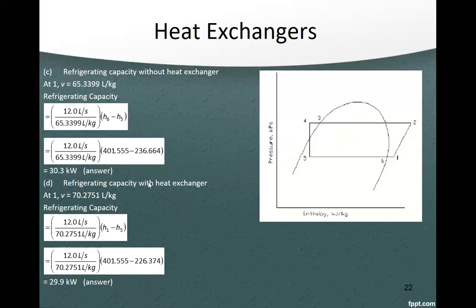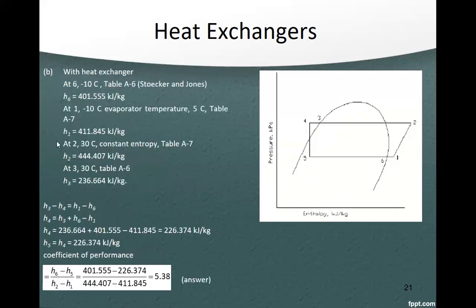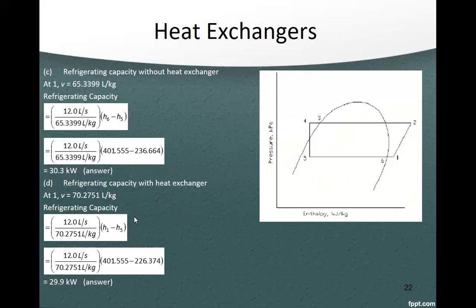So this is 30.3 kilowatts as the answer. That is when you have no heat exchanger. When there is a heat exchanger, it is 70.2751 per kilogram. Where you got this value, look there for the specific volume with the heat exchanger. So the refrigerating capacity is 12 over 70.2751 times 10 to the minus 3, times H6 minus H5. Sorry, that is H6. So this is now 29.9 kilowatts. So the refrigerating capacity with the heat exchanger went down, just a little.